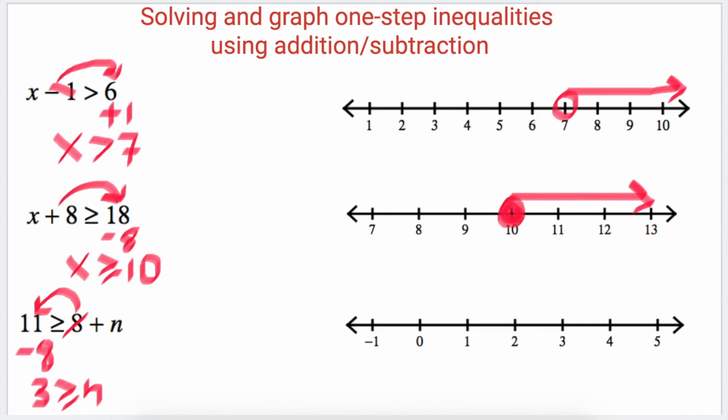On the number line, I'm going to identify where 3 is with a circle that's shaded, and from this inequality, I'm looking for all the values of n that are less than 3. 3 here is bigger than all the n values, so that arrow is going to go towards the left.